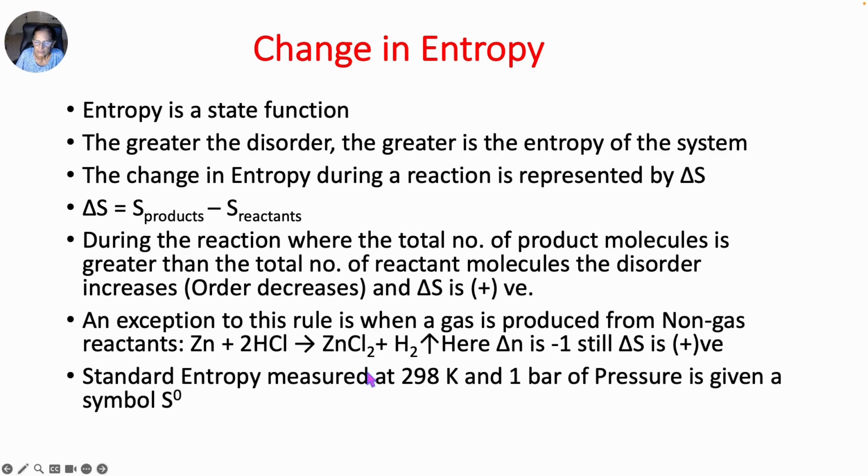Standard entropy is measured at 298 degrees Kelvin and 1 bar, that is almost 1 atmosphere of pressure, and it is given a symbol S0 with 0 as the superscript. Now let's see what are the processes that decrease the entropy.